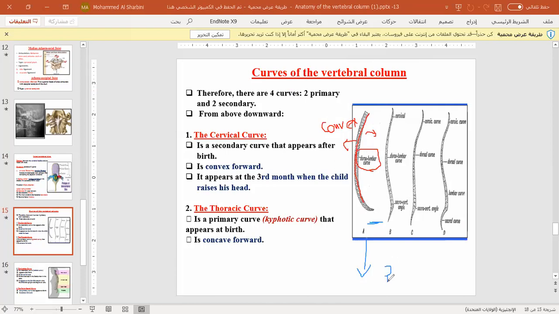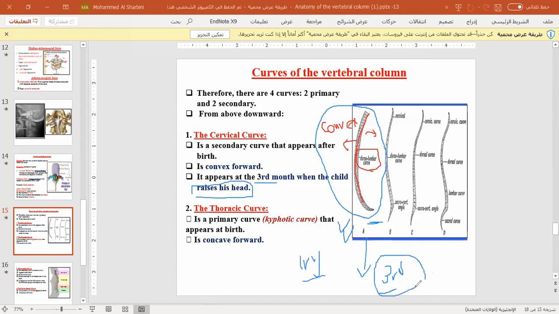At 3 months of age, the baby will lie prone and raise their head up. So what happened? For the newborn, this curve is named the primary curve. What does primary mean? It means present at birth, as the vertebral column was when he was born.